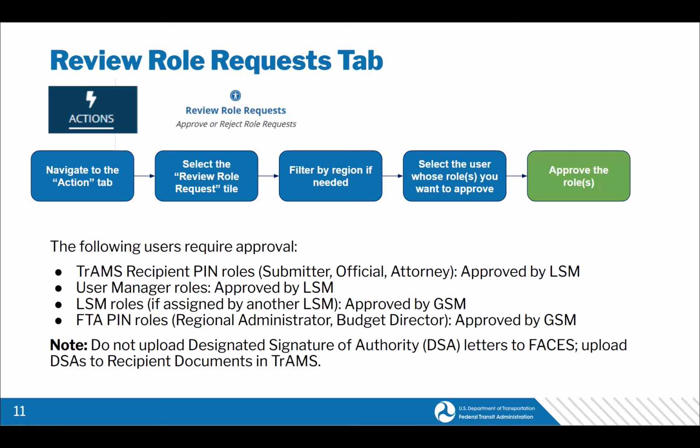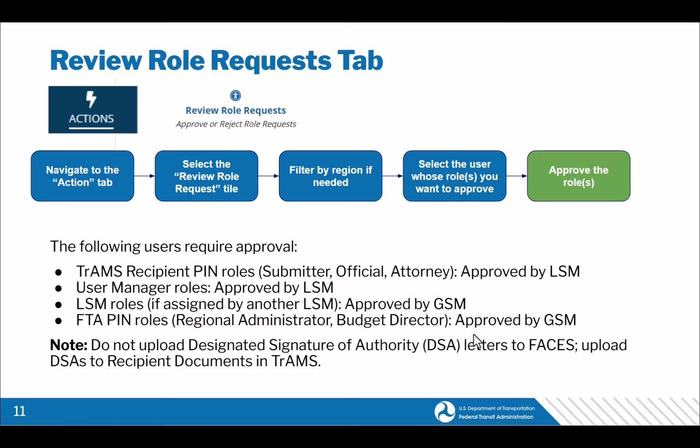The following users require approval: TrAMS roles that require a PIN, the submitter, official, and attorney. These are approved by the LSM. The user manager roles are also approved by the LSM. LSM roles, if assigned by another LSM, are approved by the GSM. FTA PIN roles, regional administrator and budget director, are also approved by the GSM.